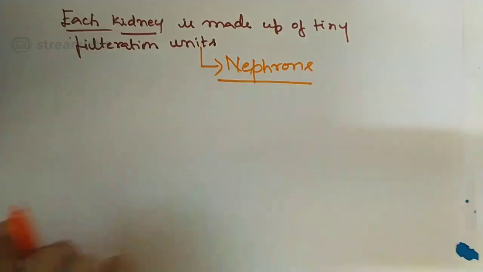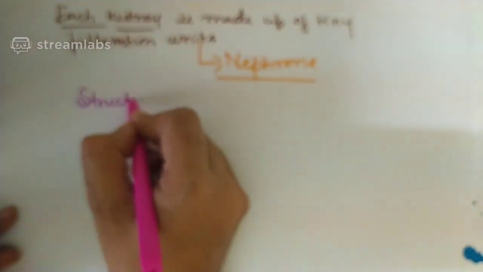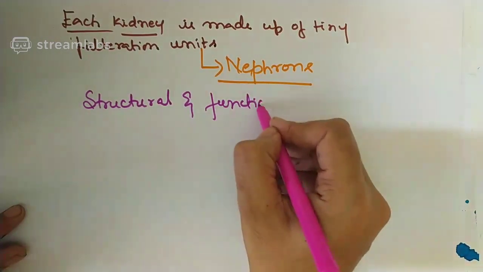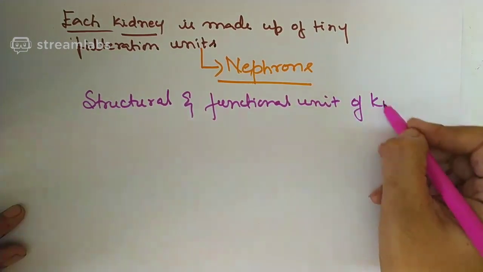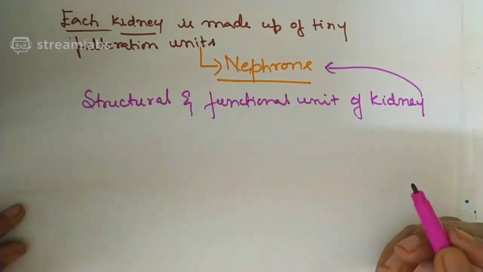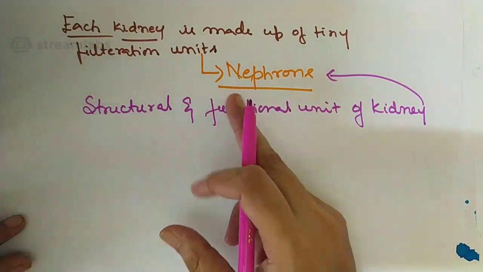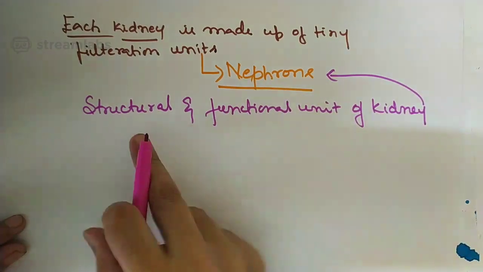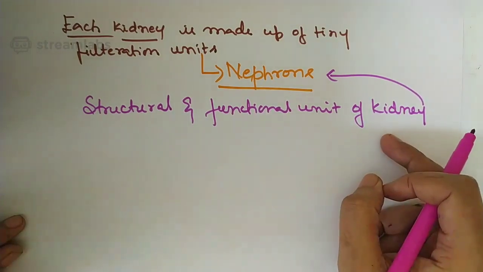If a question is asked, name the structural and functional unit of the kidney, what is your answer? It has to be nephrons. Each kidney is made up of tiny filtration units, and these filtration units are called nephrons, or you can also call them the structural and functional unit of the kidney.